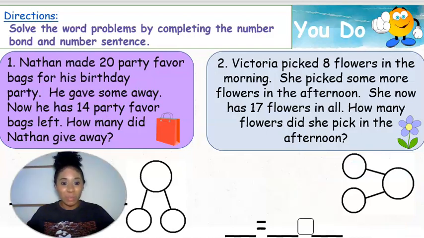Okay, I'm going to read the second problem now. Victoria picked 8 flowers in the morning. She picked some more flowers in the afternoon. She now has 17 flowers in all. How many flowers did she pick in the afternoon? This is also a great time to pause. If you need to rewind your video, that's perfectly fine.